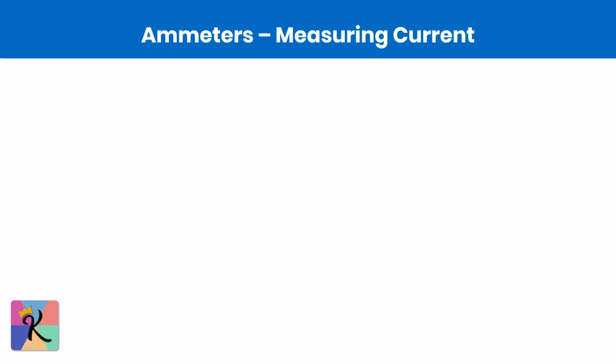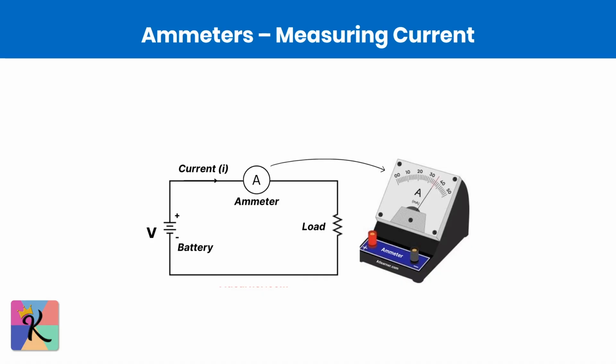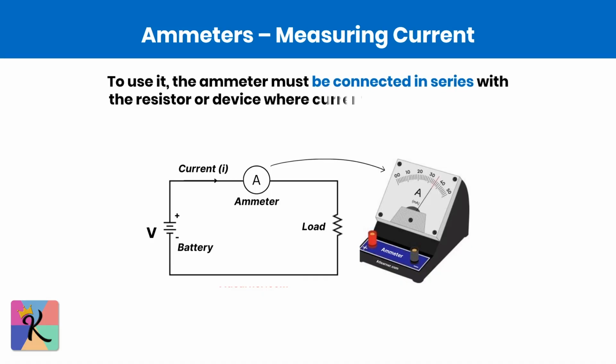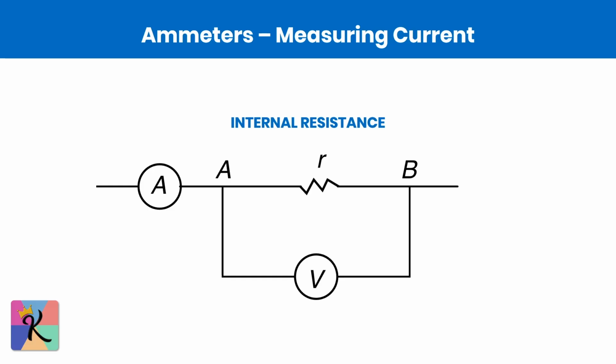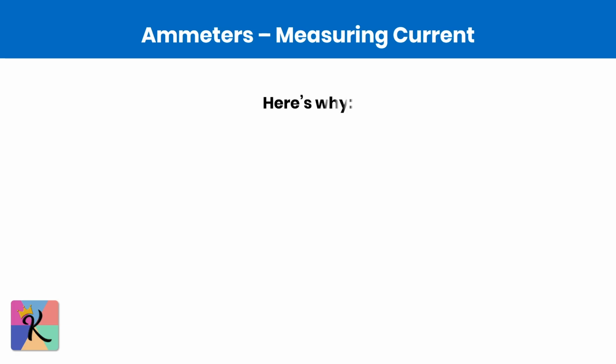Ammeters, measuring current. An ammeter measures the current through a particular component in the circuit. To use it, the ammeter must be connected in series with the resistor or device where current is being measured. Key concept: internal resistance of ammeters. Ammeters have an internal resistance, denoted as R. Ideally, this resistance should be very small to avoid interfering with the circuit's operation.